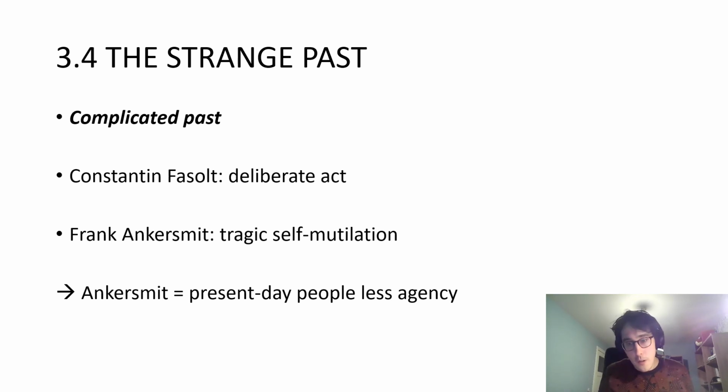Ankersmit has a bit of a different interpretation of this. He talks about tragic self-mutilation. He talks about how people in the past can have a certain intention, right? They can make a certain decision because they think something will happen, and then unintended consequences happen. People don't always control the process of decision making further on. And when they then look back, they say, "Oh, I should have made a different decision." But in the past, I thought differently about things.